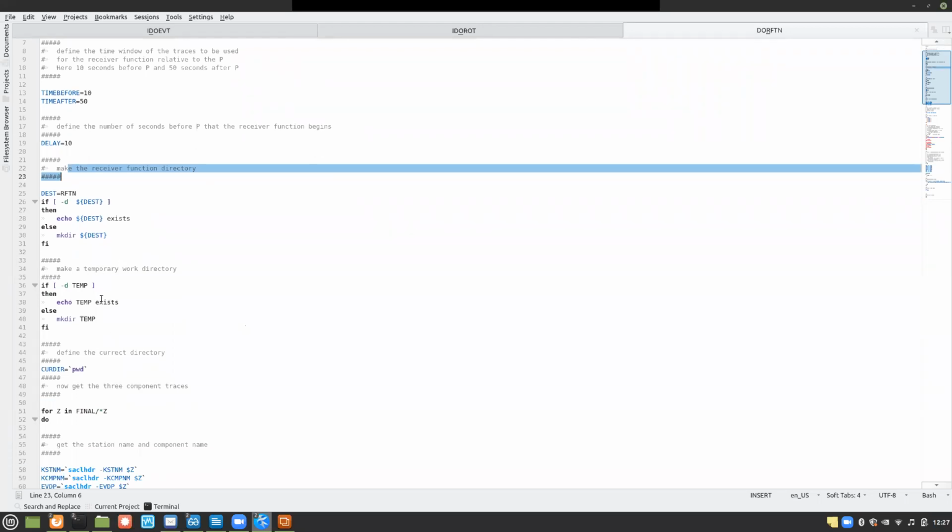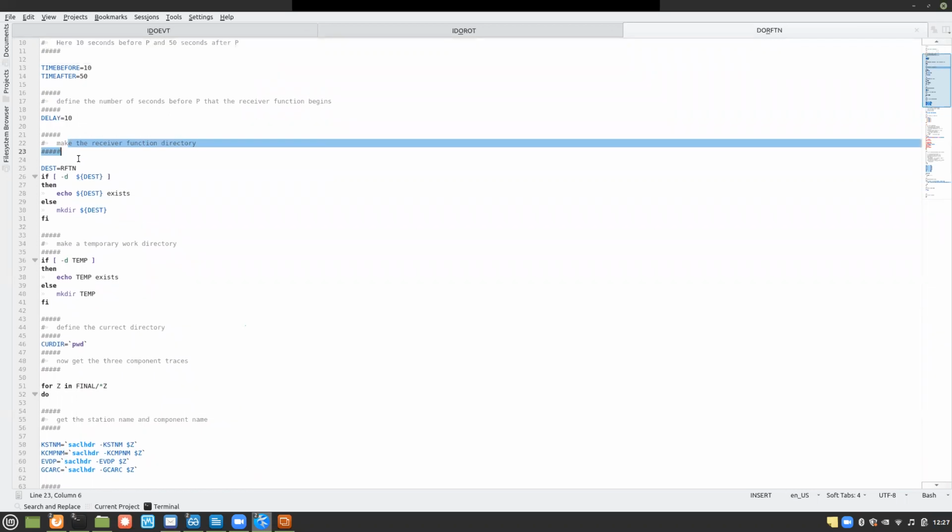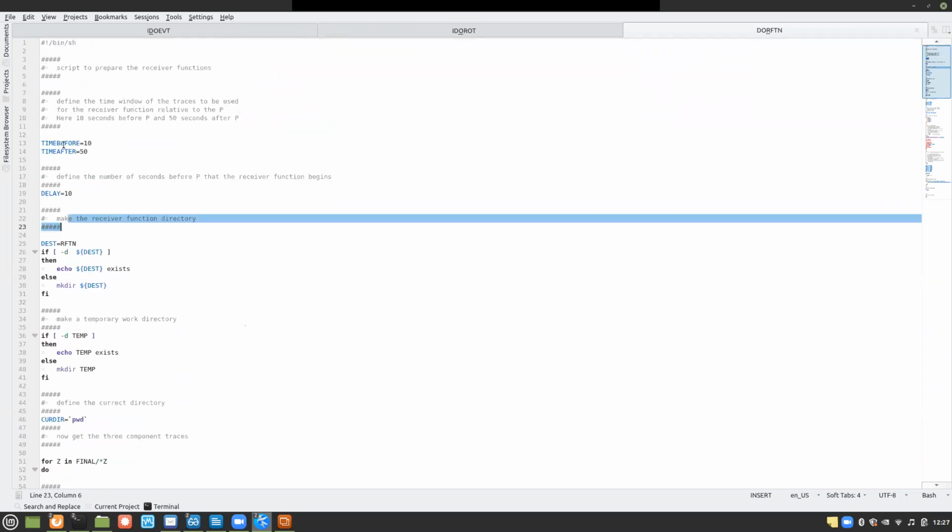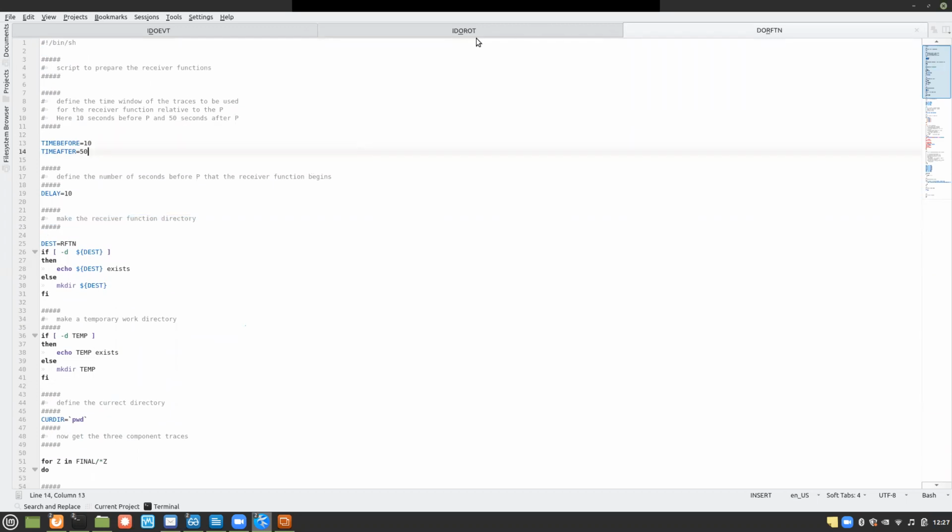Okay, these are just Linux commands to create some directory. So create a receiver function directory, time before, time after. Time before, time after, you remember when we saw the image of the receiver functions, it is something like this. Okay, this is the time before, so time before the zero peak. So you want some time before, and then time after the peak of the P. So that sets how long you want your time series to be.